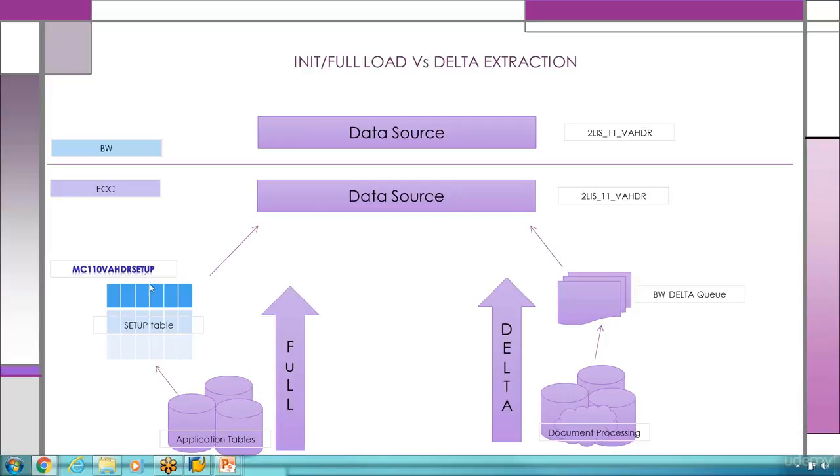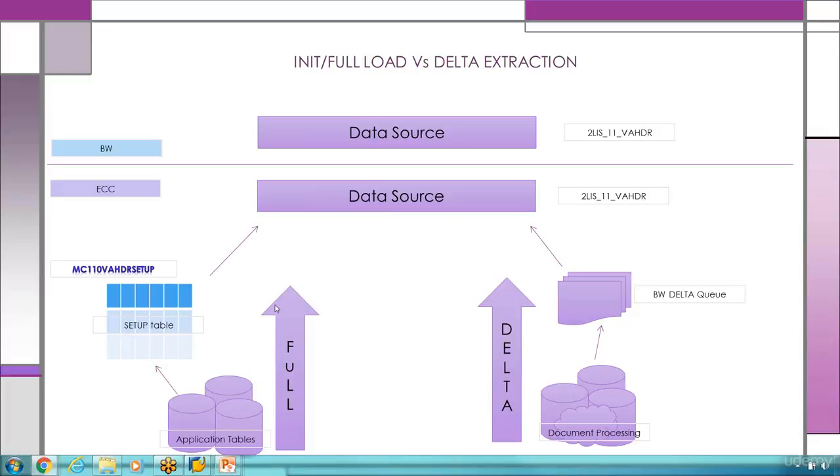And then VA HDR setup. So the first time, full load: application table, from there the setup table, then data goes into the data source, and this is the data source, L2 LIS 11 VA HDR, and then you replicate into business warehouse. This is the first time.